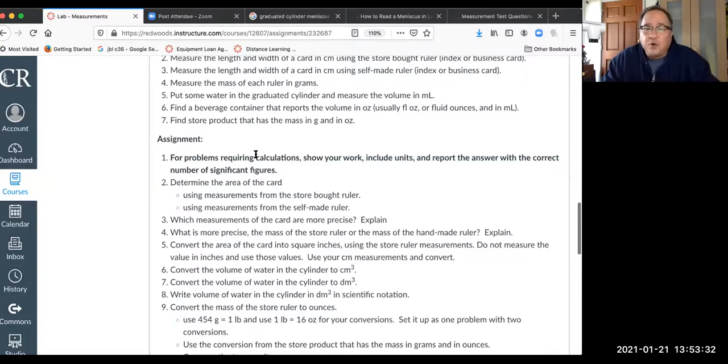And you want to find a store product that has the mass in grams and ounces. Store products that normally have these things in grams and ounces are things like canned foods, candy bars, power bars. Those often have food in grams and ounces. Basically, anything that's a solid, it'll give you grams and ounces. Anything that's a liquid, it'll give you fluid ounces and milliliters. So for 6, find a liquid. For 7, find a solid. And I'm talking about a packaged liquid or a packaged solid.